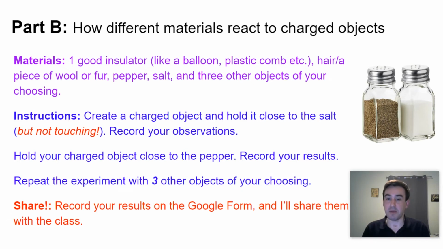And then pick 3 materials around your house and see if they react to a charged object. Pick any 3 objects and observe what happens. Write it down. All right, so record your results. Once you're all done, go to the Google form and tell me your results, and I'm going to share everyone's results with the rest of the class.